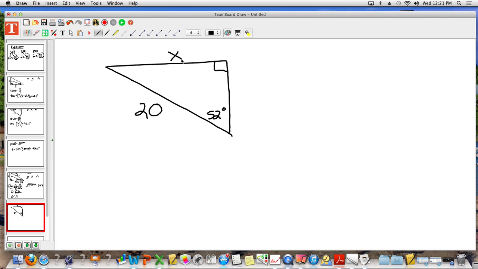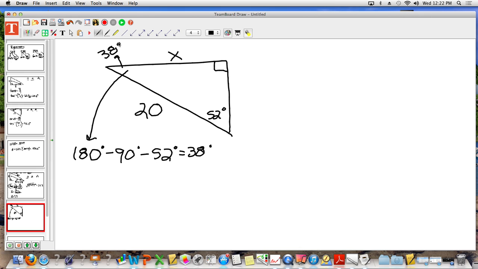Let's first of all find the measure of this angle. Some of you do the math in your head, and that's fantastic. 180 degrees minus 90 degrees minus 52 degrees. What do you get? 38 degrees. So the measure of this angle is 38 degrees. But remember what I said about always going back and using the angle that I gave you? Don't use that 38 degrees. If you did something wrong, you don't want to use the wrong answer to do everything else. So we're going to go back to this 52.